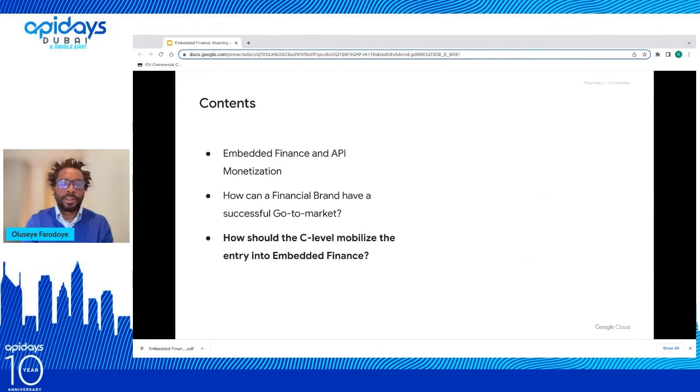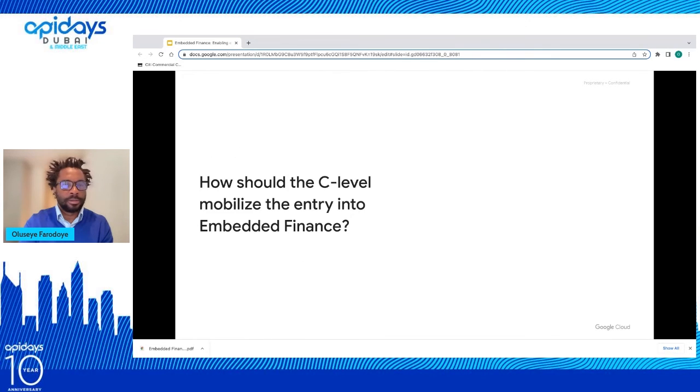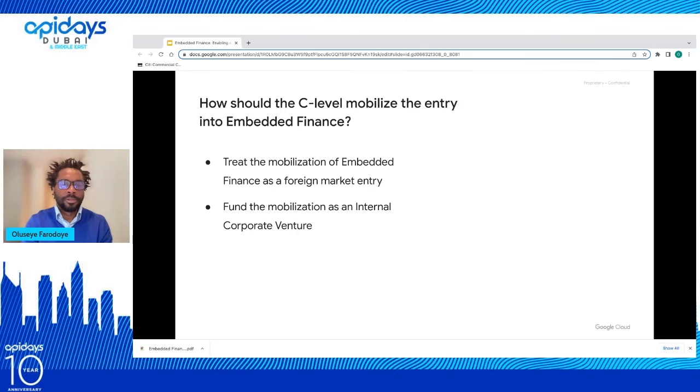So we've seen that embedded finance is extremely important for financial brands, extremely important for banks to enable them to embed their services, their offers, their products within the customer journeys of partners and within the ecosystem. But how would you mobilize and ensure that you set yourself up for success within the world of embedded finance? Embedded finance is usually treated as a foreign market entry. It is a new domain for most organizations, and it needs to be funded as an internal corporate venture.